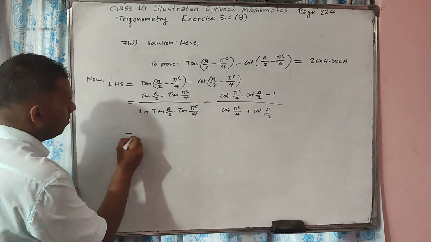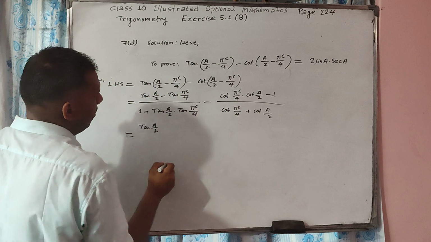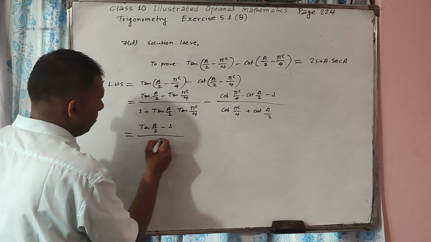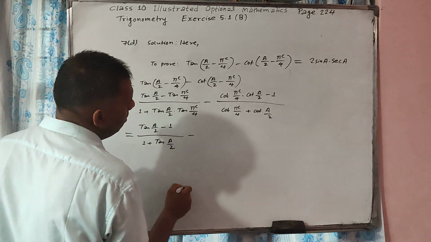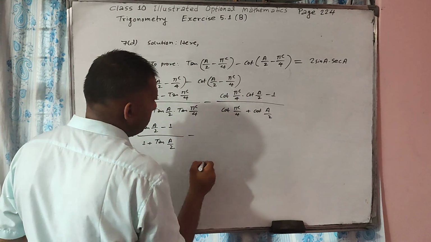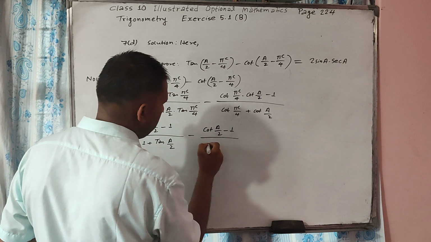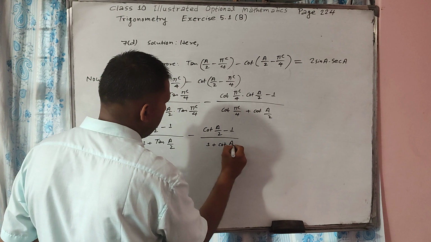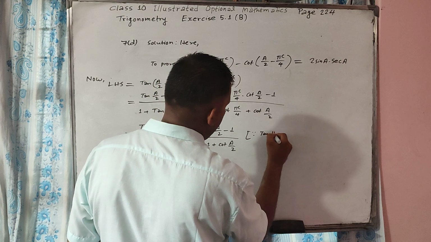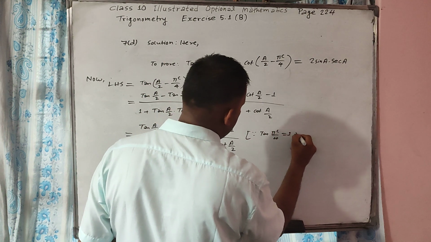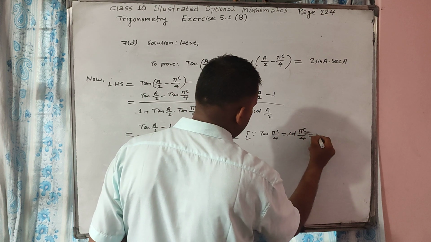Now this equals to tan A by 2 minus tan pi divided by 4, tan 45, which value is 1, upon 1 plus tan A by 2, minus cot A by 2 minus cot pi divided by 4, cot 45, which value 1. So cot A by 2 minus 1 whole upon 1 plus cot A by 2, because tan pi divided by 4 equal to 1 equal to cot pi divided by 4, this also 1.